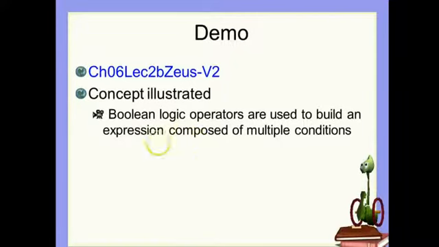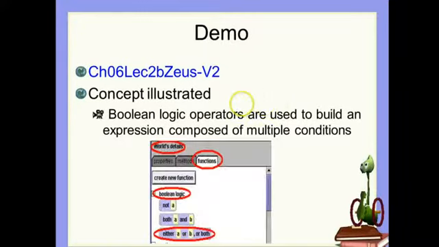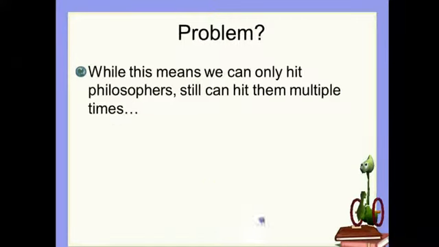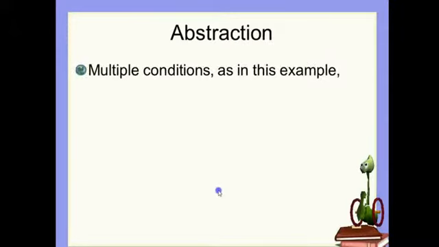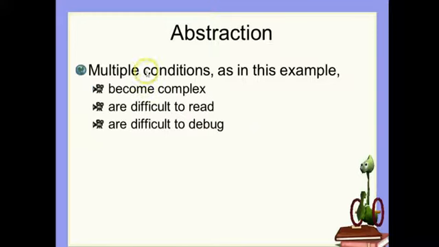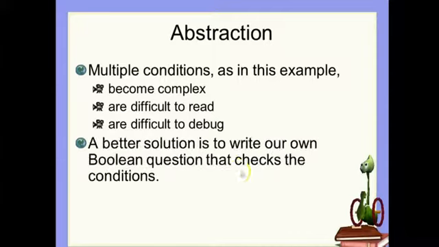Okay, so like we said, we had a logic operator. The either one is used to make multiple conditions, but we can only hit philosophers. That's good, but you can notice I can still hit them multiple times. So we still need to work on solving this problem. Also, as I just said, that was a mess to read, and it's really difficult to debug if you can't read it. So there's got to be a better way, and there is.